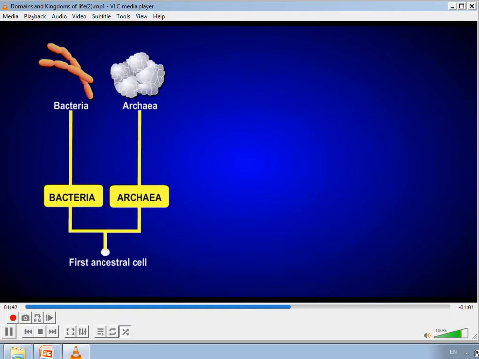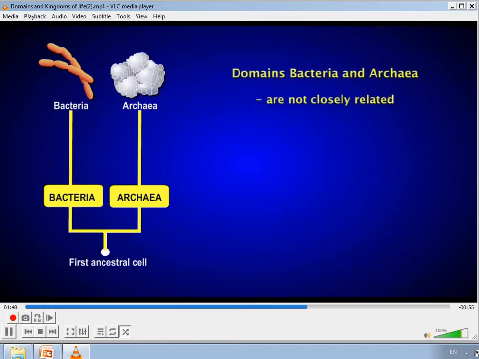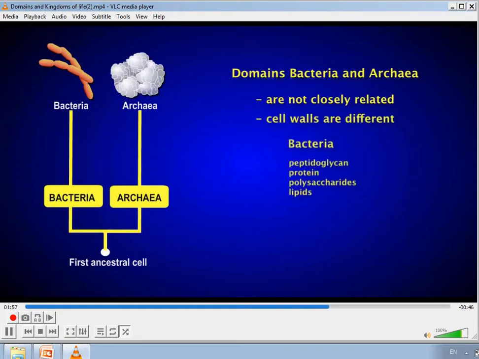While archaea and bacteria domains are both prokaryotic, studies of their ribosomal RNA indicate they are not closely related to one another. In addition, their cell walls are considerably different. The bacterial cell wall contains peptidoglycan as well as protein, polysaccharides, and lipids. The archaeal cell wall lacks peptidoglycan, but does contain proteins, polysaccharides, and lipids.